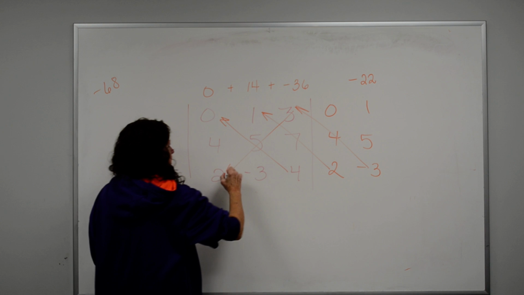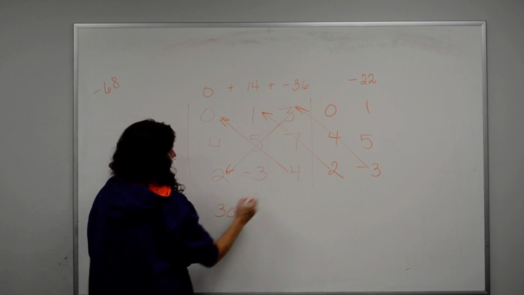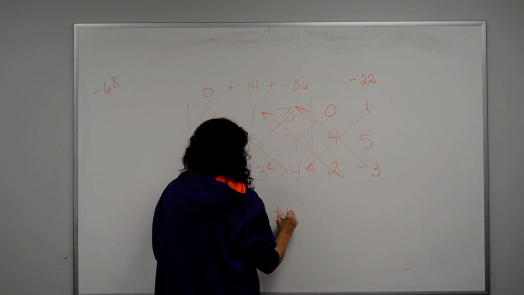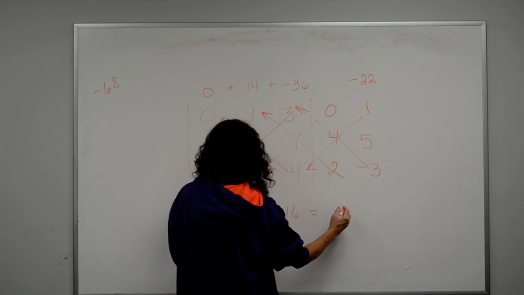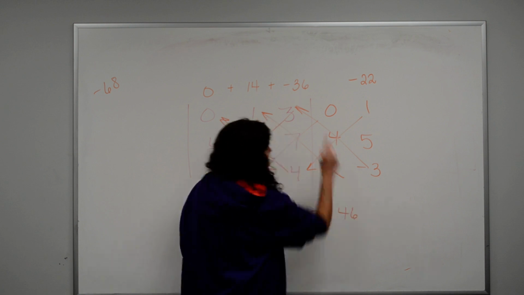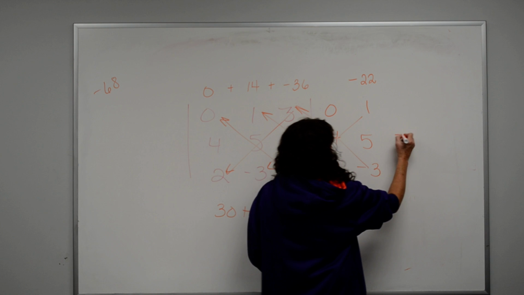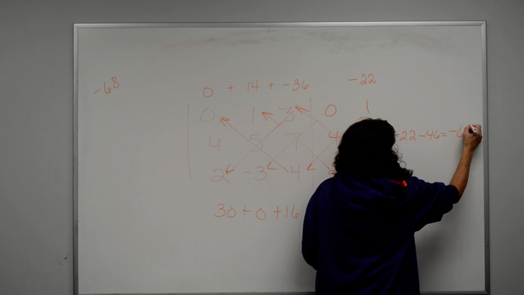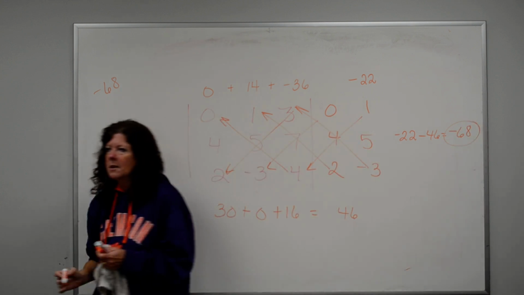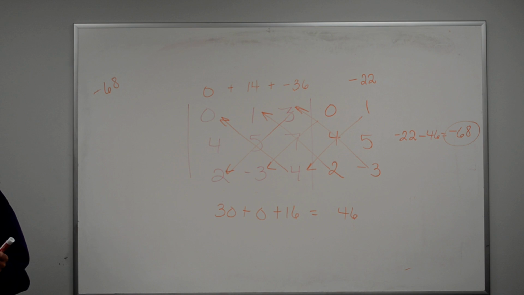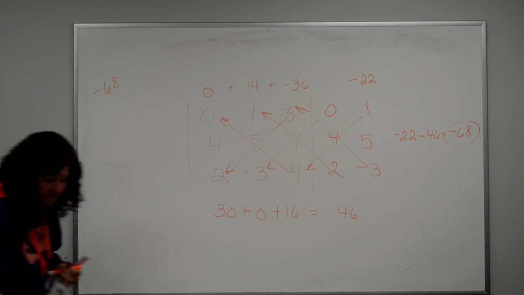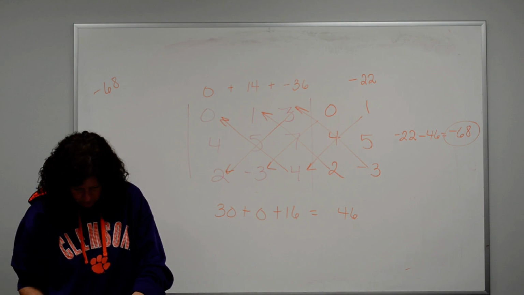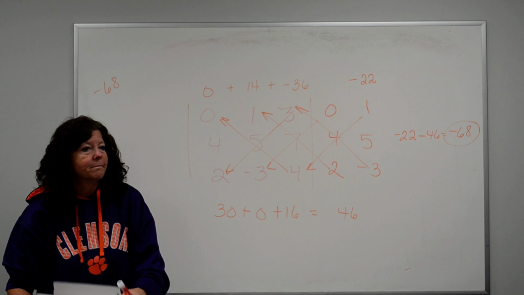On the bottom, I multiply down, so that's going to give me a 30 plus 0 plus 16. So I'm going to get a 46 on the bottom. Then I subtract. So I have negative 22 minus 46, which is going to give me a negative 68. Oh, seems like I saw that number somewhere before. Okay? 2 ways to do that. That's section 4.4.